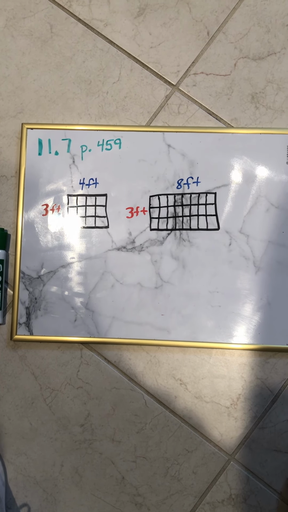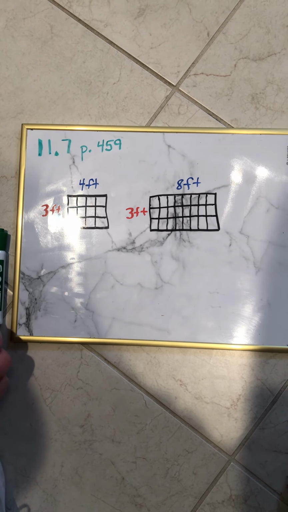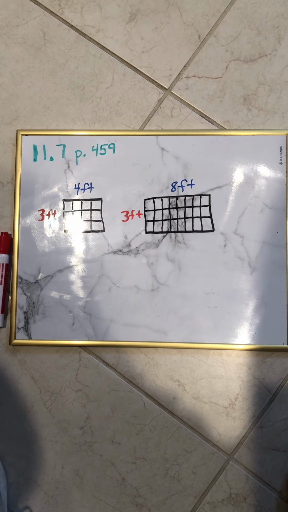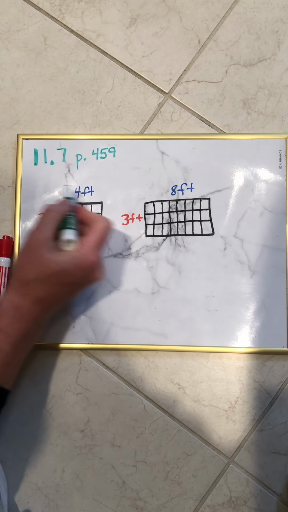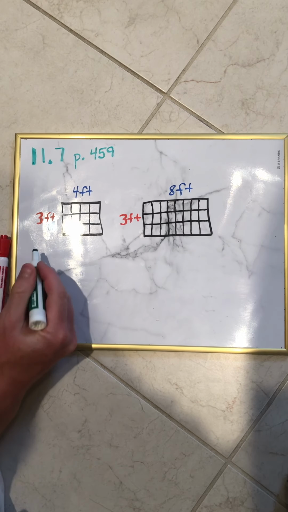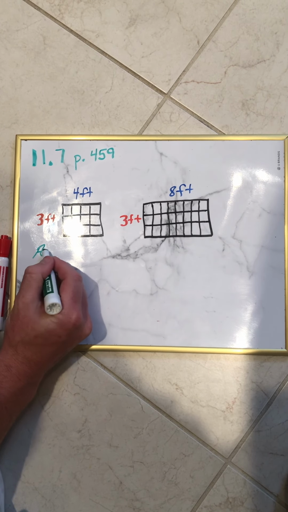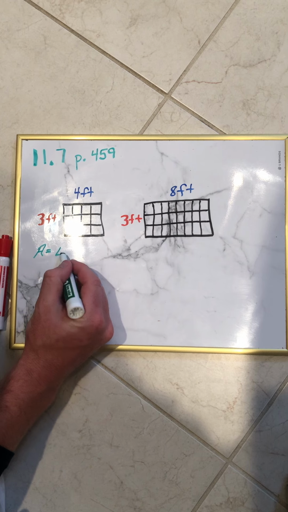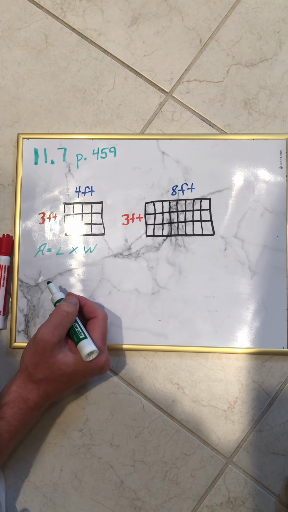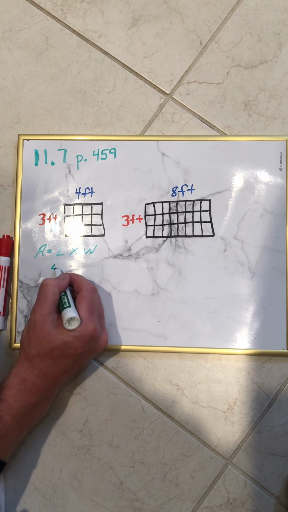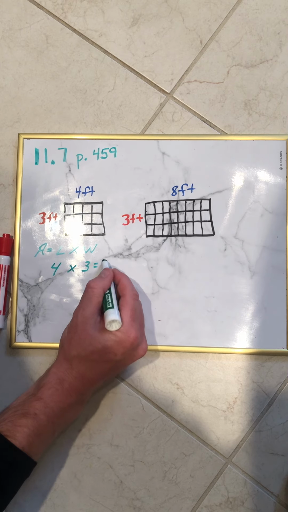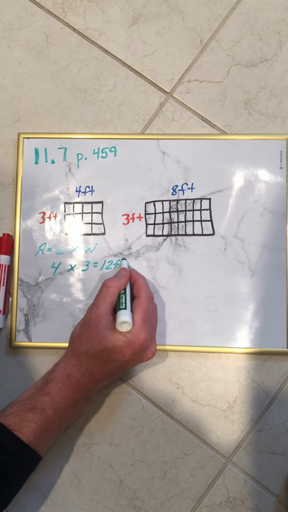Okay, so here's what we're gonna do. Let's take a look at, what do I wanna do it in? I'll do it in green. Let's get the area of this shape first. So as you know, you can find the area, which I'll put as A, by multiplying the length times the width, okay? So if we have the length of 4 and the width of 3, we get 12 square feet.